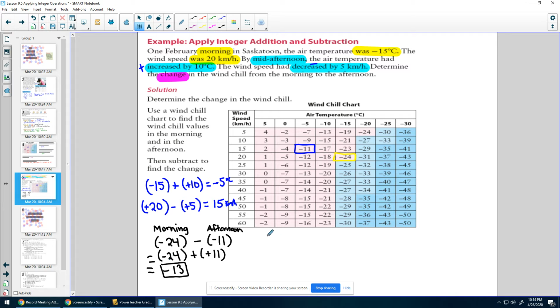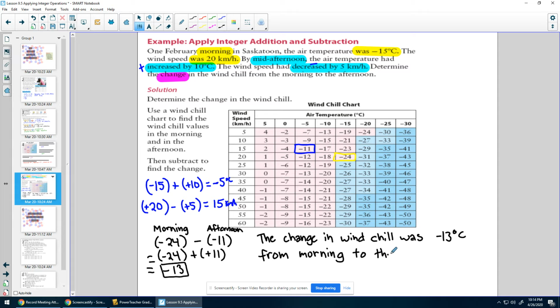So what was the change in wind chill? The change in wind chill was minus 13 degrees Celsius from morning to the afternoon.